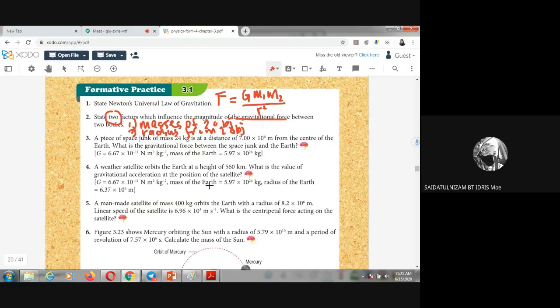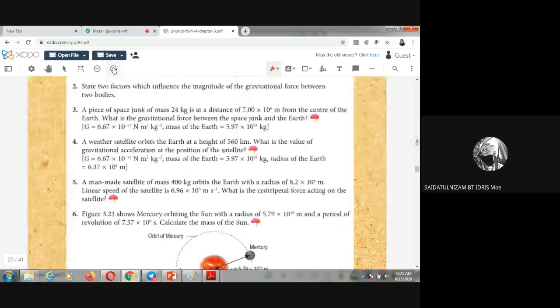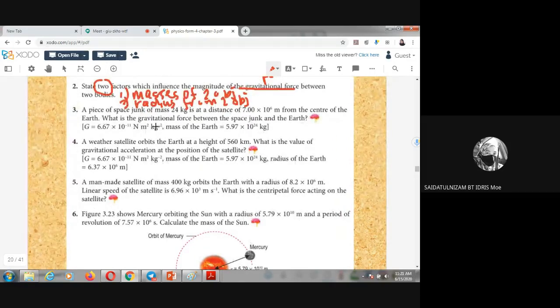Okay, next, number 3. A piece of space junk of mass 24 kg is at a distance of 7 times 10 power of 6 from the center of the Earth. What is the gravitational force between the space junk and Earth? So this is number 3, right?